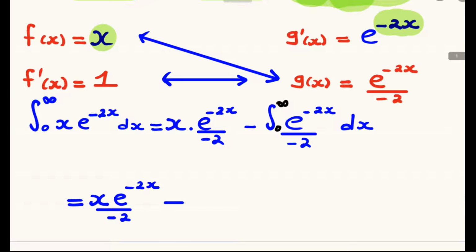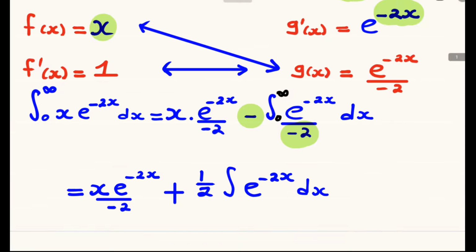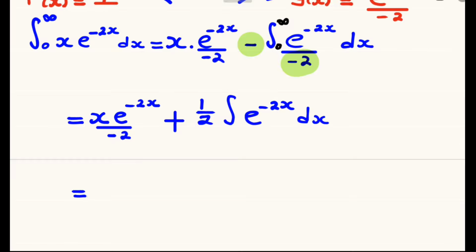minus the integral. So we have that negative half multiplied by that negative will be positive. So we have positive, so we can take the 1 over 2 out of the integral. So we have 1 over 2 multiplied by the integral of e raised to the power negative 2x dx. This will be equal to the x multiplied by e raised to the power negative 2x divided by negative 2 plus 1 over 2 multiplied by the integral of e raised to the power negative 2x.